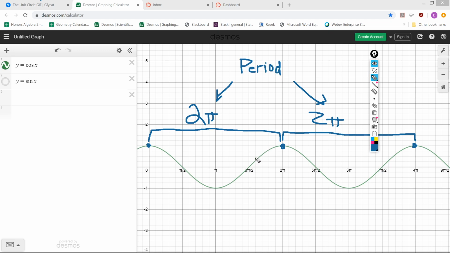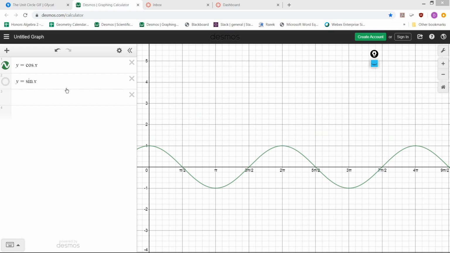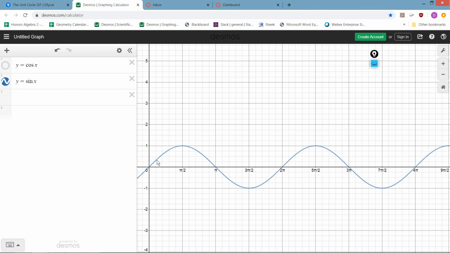That's what a period is. A period is how long it takes for something to repeat. Rather, just the sinusoidal function to repeat when it's graphed, okay? So what that means is, you'll notice cosine has a 2 pi period, but sine also has a 2 pi period, right? Here's my peak at pi over 2, and then 2 pi later, we're at 5 pi over 2.